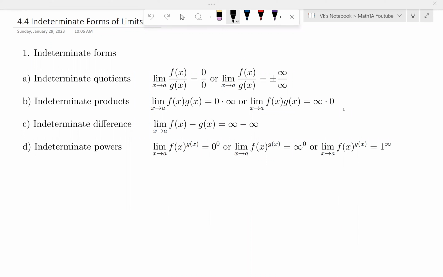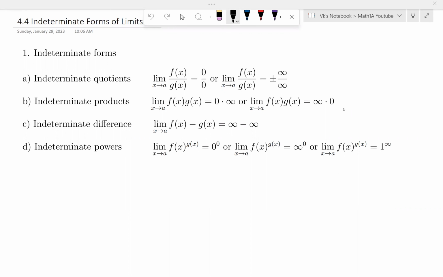B, indeterminate products. Limit as x approaches a of f(x) times g(x) is either 0 times infinity or infinity times 0. C, indeterminate difference. Limit as x approaches a of f(x) minus g(x) is infinity minus infinity.